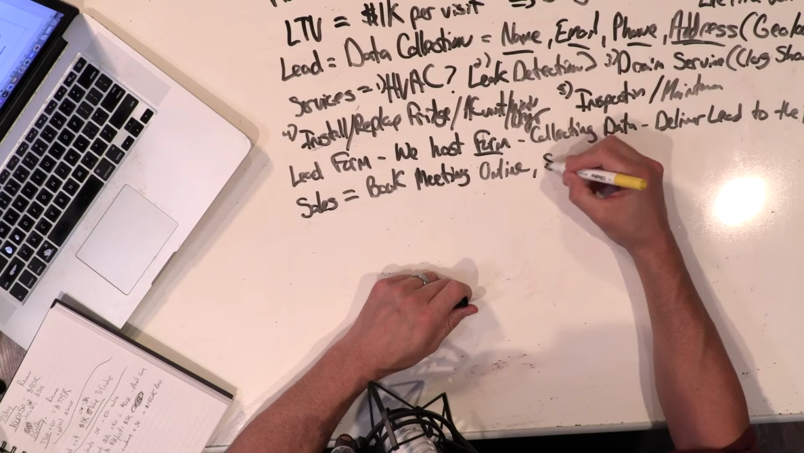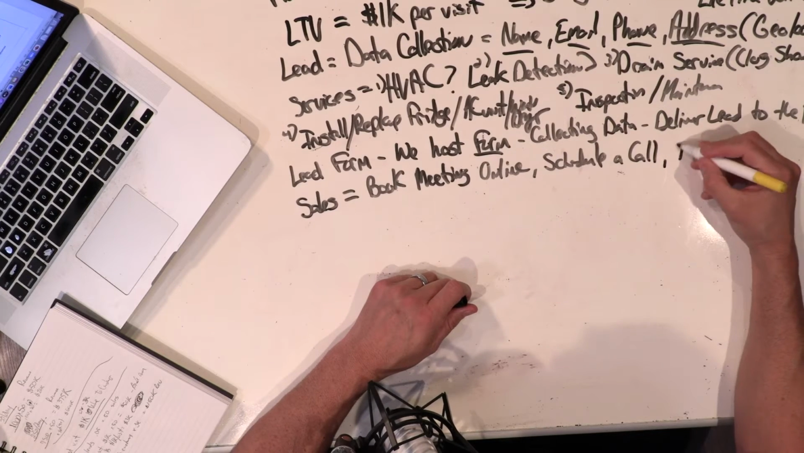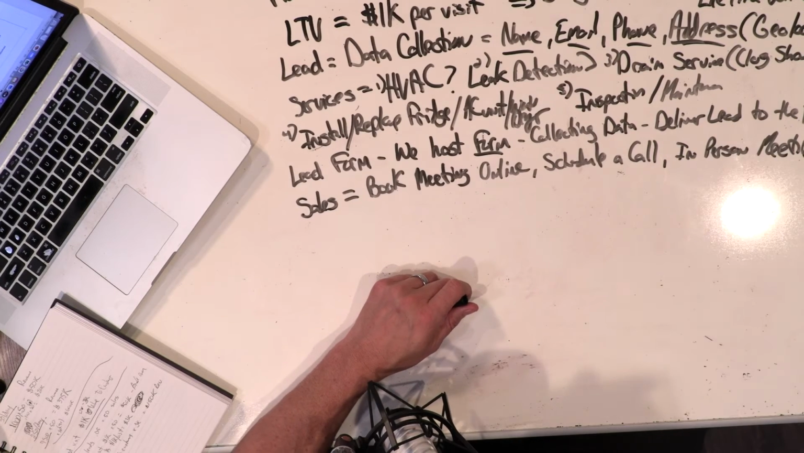So are we booking a meeting online? Are we scheduling a call? Or are we doing an in-person meeting? We could be doing that, or the back-end plumber could be doing that. So we need to understand what we as the lead gen company are doing.